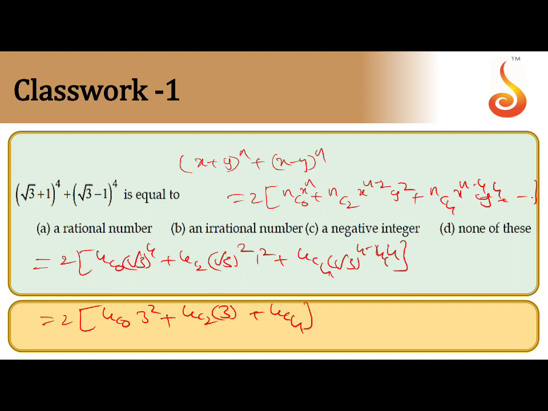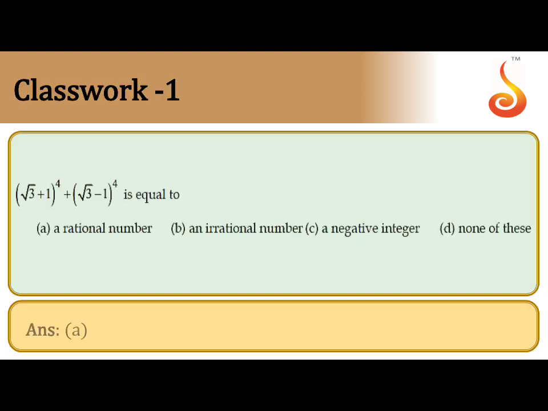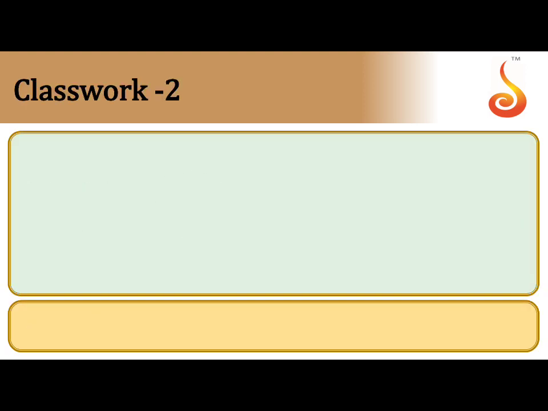Now what they are asking about this value, no need to simplify. Is the answer a rational number, an irrational number, a negative integer, or none of these? So here the roots are cancelled. Obviously it is a rational number. If there are roots, it is irrational, but here there are no roots, so this is a rational number. I hope this is clear. But you have to remember how to expand this one. Clear? Next question. Check the answer. Answer is A. Next one.